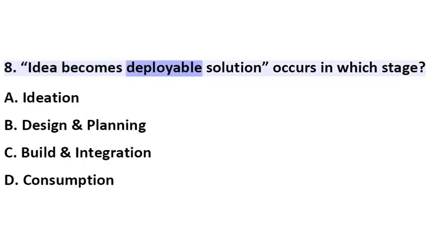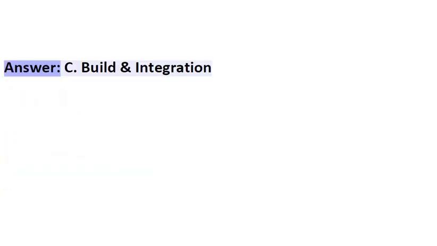8. Idea becomes deployable solution occurs in which stage? A. Ideation. B. Design and planning. C. Build and integration. D. Consumption. Answer: C. Build and integration.